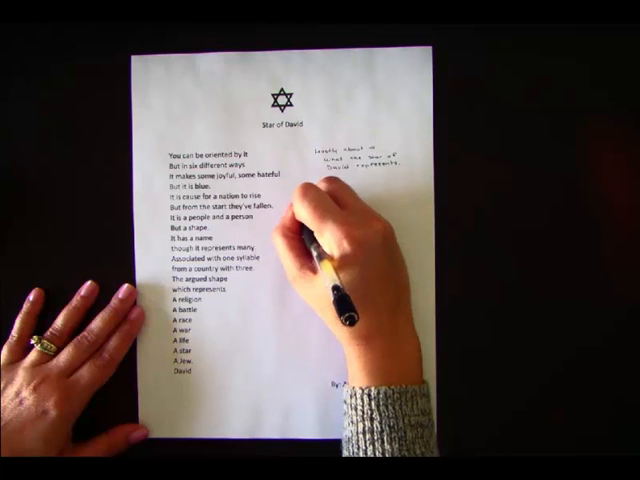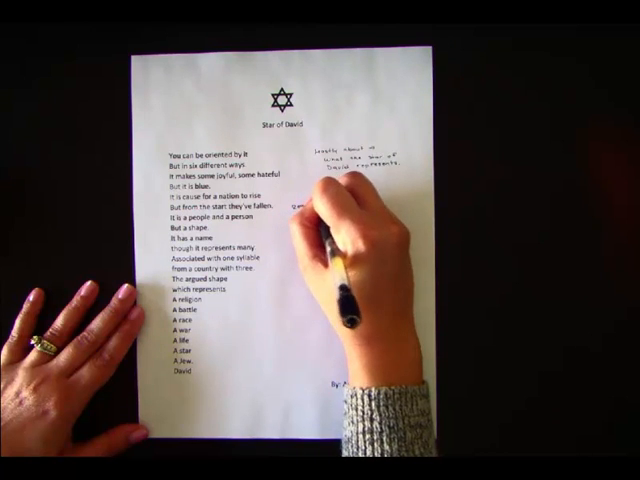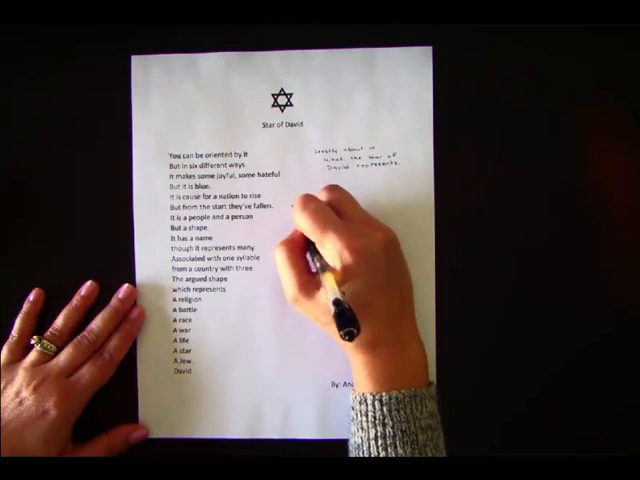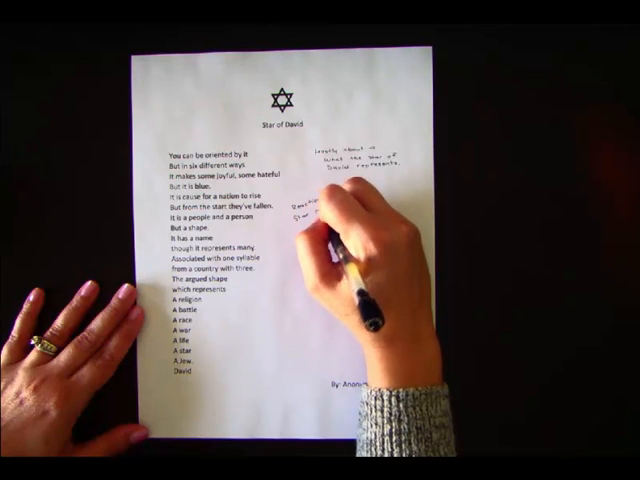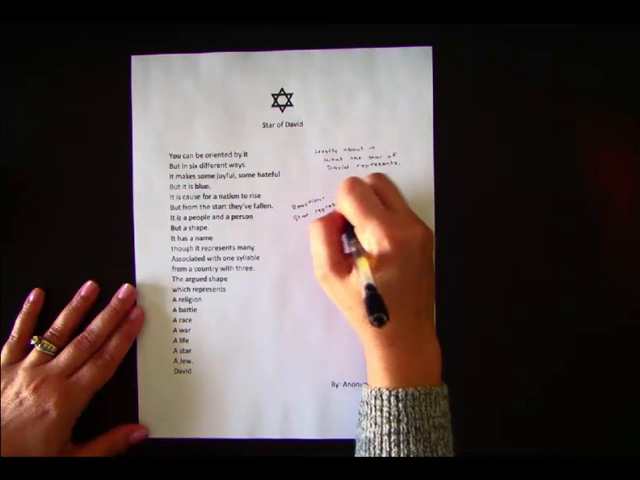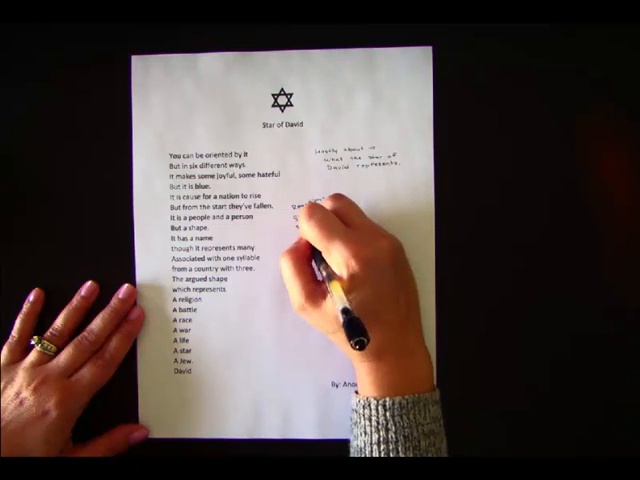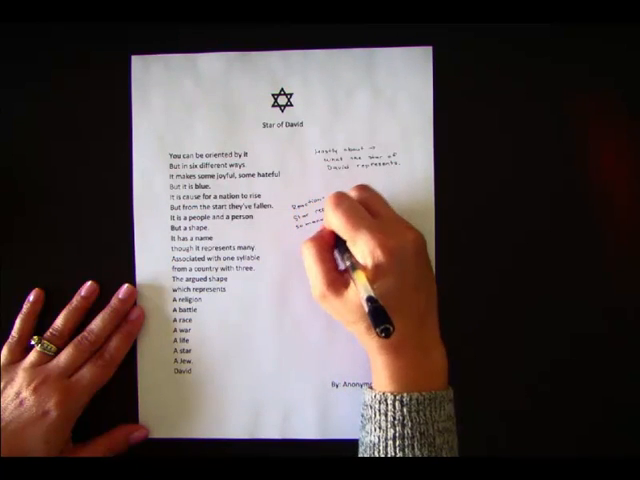So I'm going to put reaction: star represents so many things.